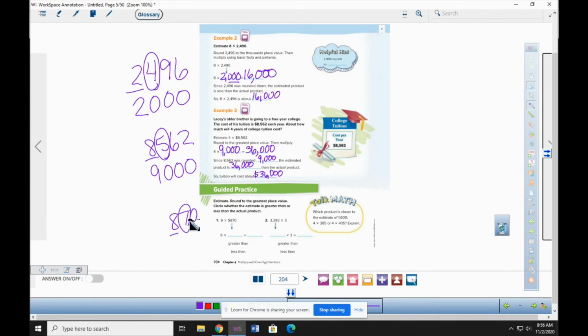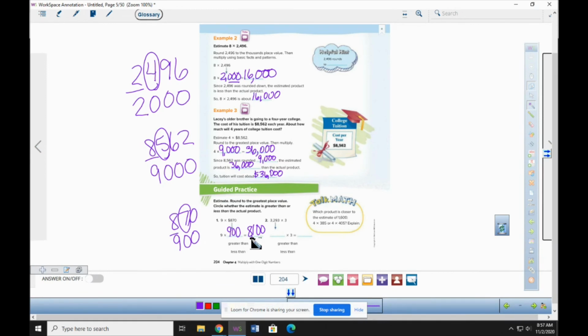So we're looking at this. 7 tells me I need to round up. This is closer to 900 than it is to 800. And then 9 times 9, my simple math fact, and my 2 zeros. Okay, that's the same as what we've been doing.